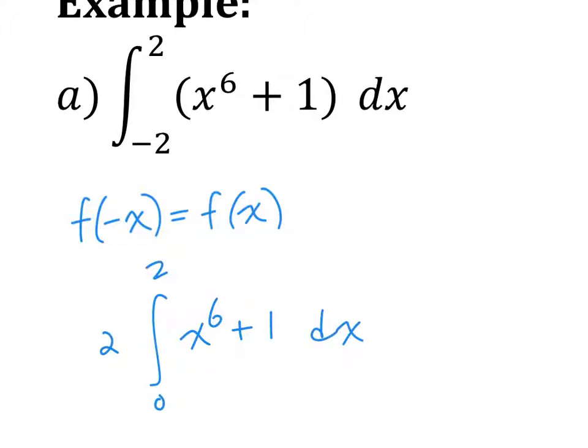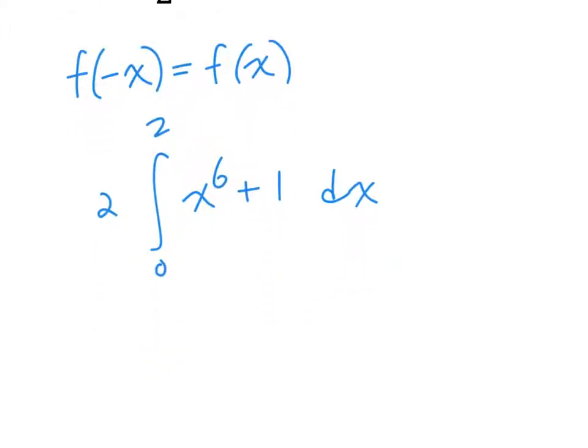All right. The answer is 284 over 7, which is about 40.571.